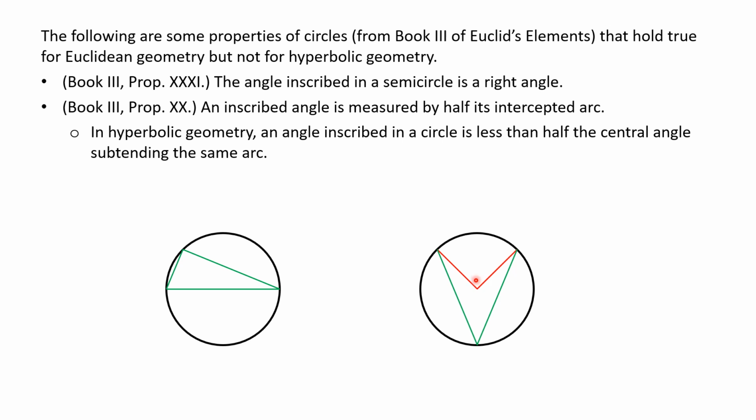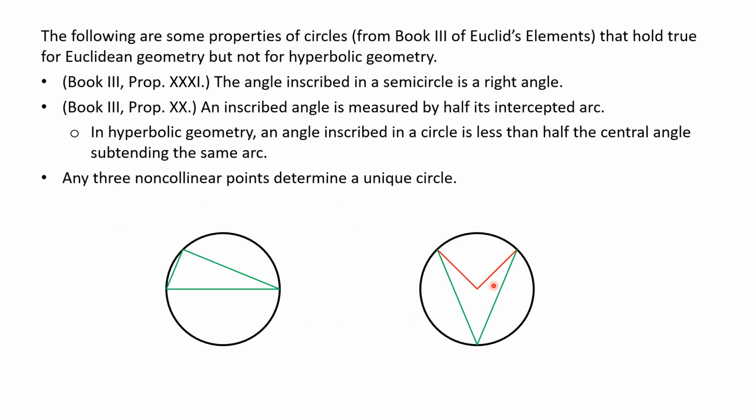And in Euclidean geometry, this angle here, where you have the point on the circle, is half. This angle is half this angle here. And what we're saying in hyperbolic geometry is an angle inscribed in a circle, this green, is less than half the associated central angle, this angle in here. Okay, so that's a little bit complicated. Hopefully you got it from the example picture here.